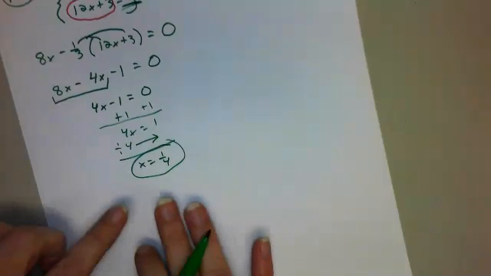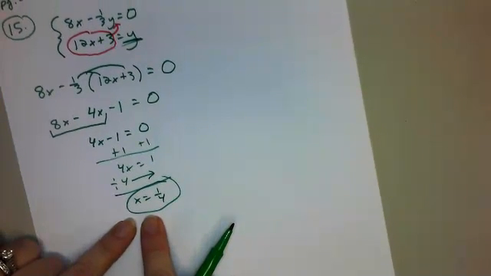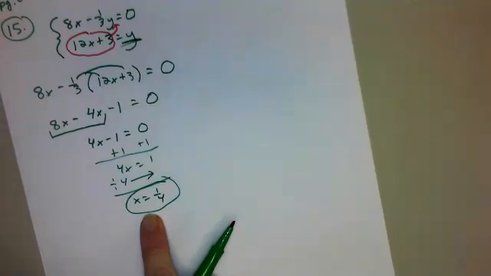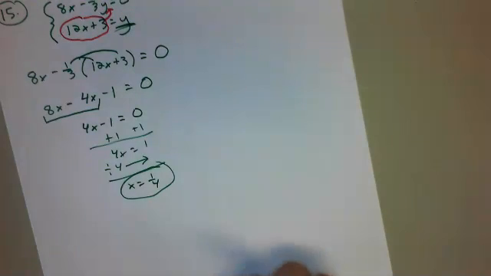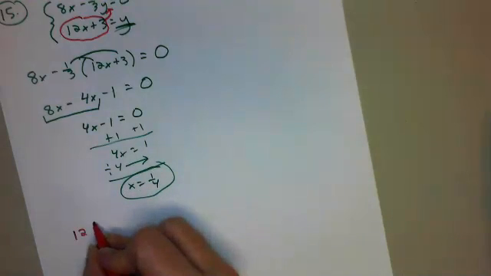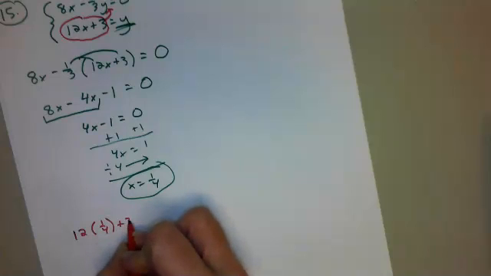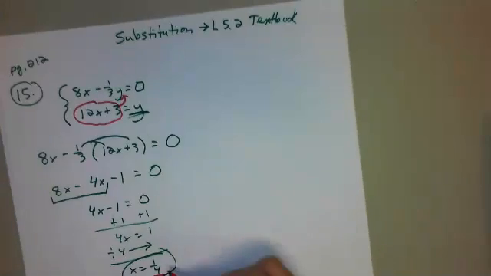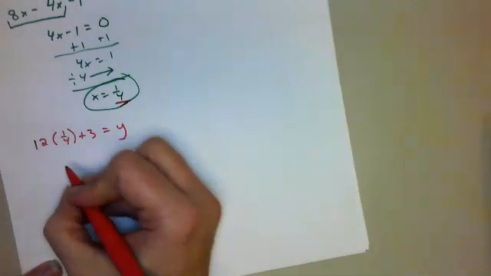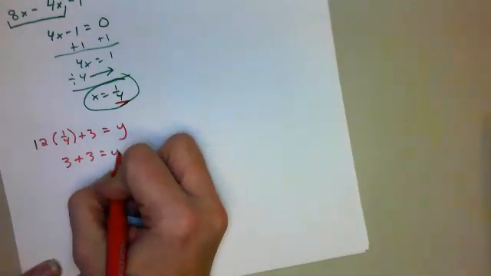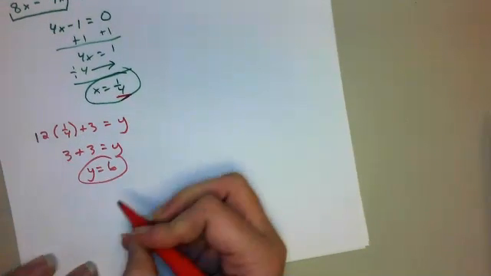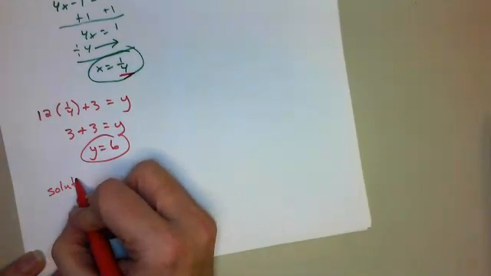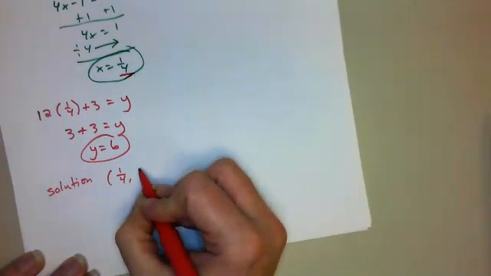Now, if you recall, we're going to take this answer and plug it in to one of our two original equations. It doesn't matter which one. I think the second one looks easier. So I'm going to switch colors, mix it up a little bit. 12 times 1/4 plus 3 equals y. I took this and plugged it in to the equation up here. 12 times 1/4 is 3, so y equals 6. My solution is (1/4, 6).